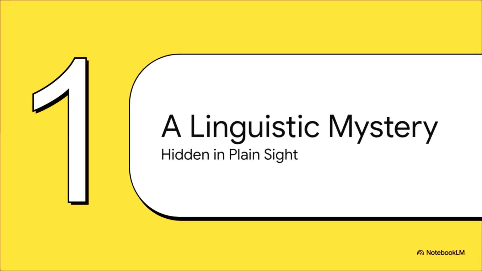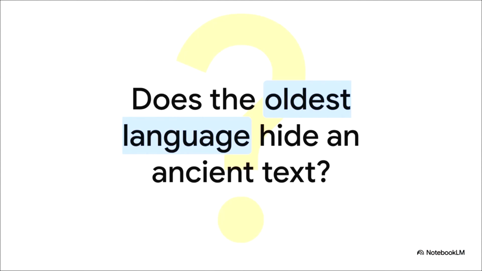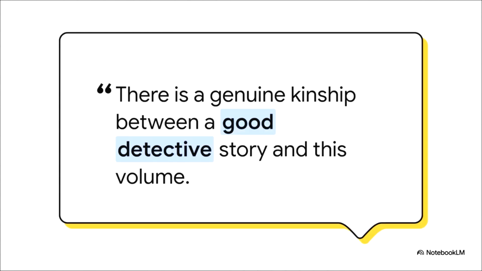Section 1, a linguistic mystery, hidden in plain sight. So this is the foundational question of our explainer. Kang and Nelson noticed these astonishing similarities between the Chinese language and the early chapters of Genesis. Stuff like the creation of man, the garden, the fall, the flood. So what if these ancient historical memories weren't lost to the East, but were actually encoded right into their written language?